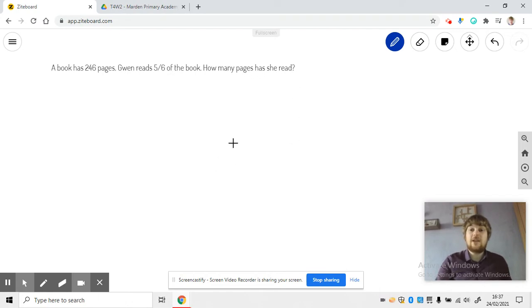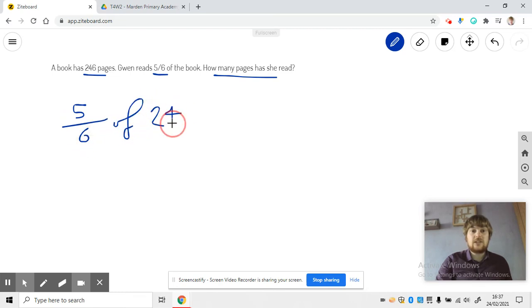Now the key here first, as we know with word problems, is to find that key information. So it's 246 pages. She's read 5/6, and we need to know how many pages she's read. So what we actually have here is 5/6 of 246. It links very well with finding fractions of an amount, which we were only doing at the start of this week. We know the rule is to divide by the denominator, multiply by the numerator.